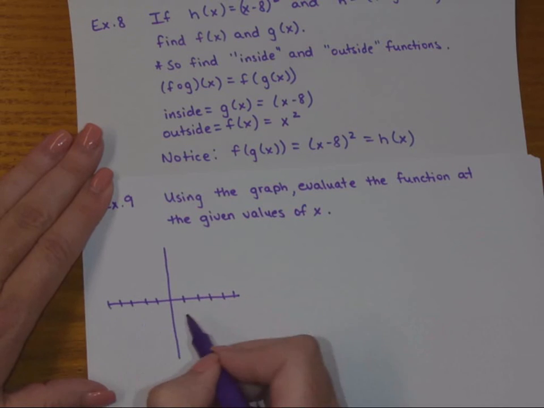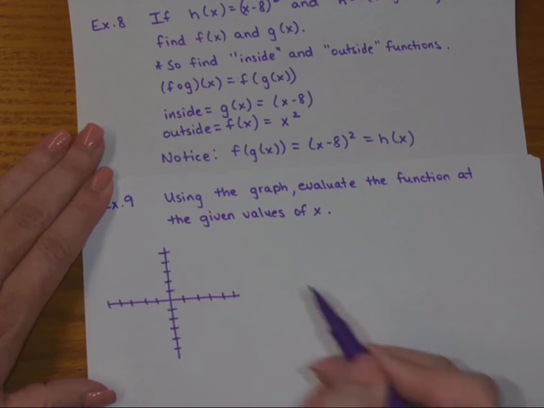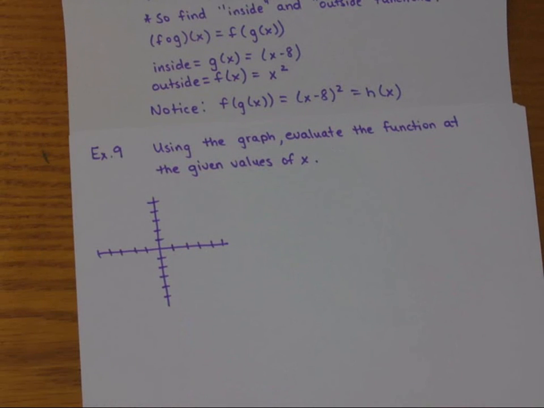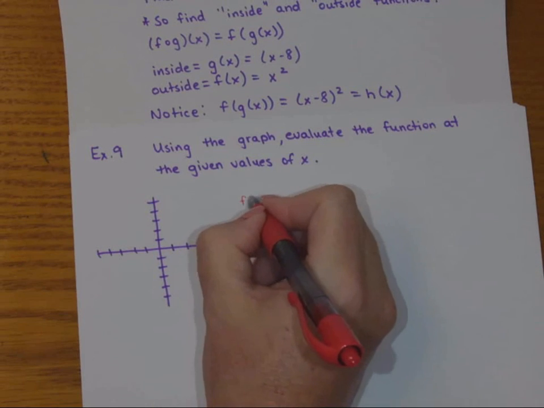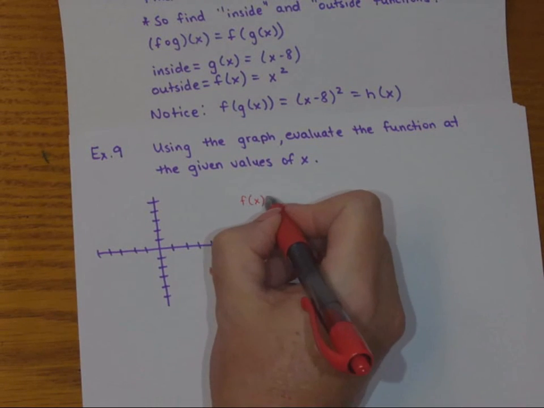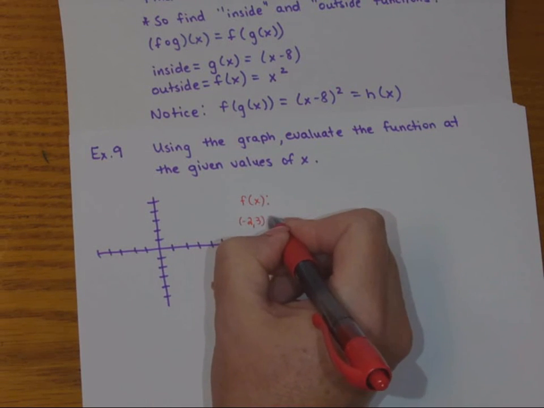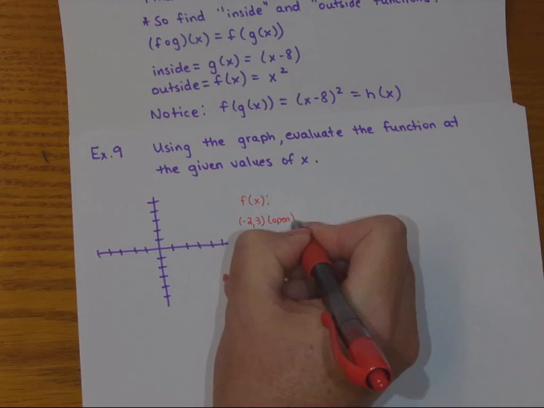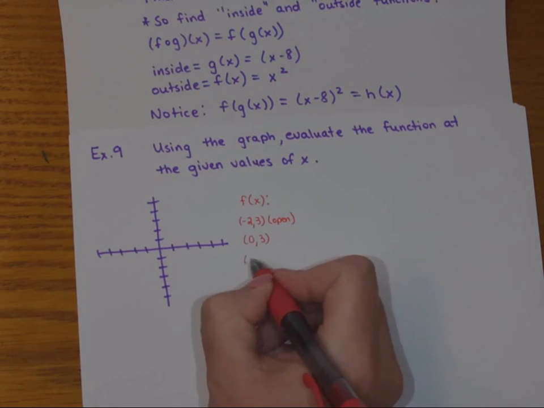I'm going to do what I usually do in class, which is write out the points that I want you to graph, and then if you want to, you could pause the video and plot them yourself, and then continue on from there. I'm going to use 2 different colors because we're actually going to have 2 different graphs. I'm going to write this off to the side. So we're going to have f of x, and f of x is going to have the points (-2, 3), which is open, (0, 3), and (5, -2).